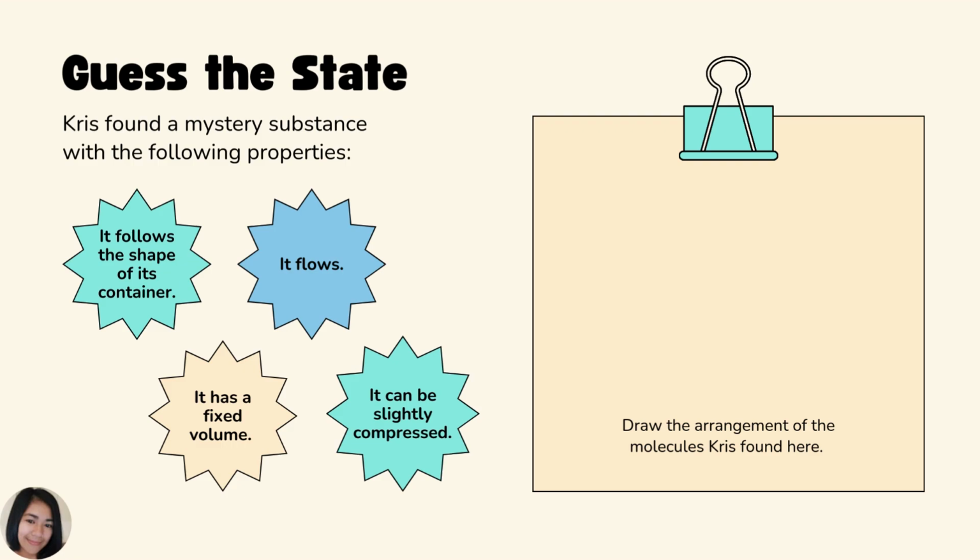Next. So, here I will show you a picture. So, guess the state. So, Chris found a mysterious substance with the following properties. So, ang gagawin niyo dyan, draw the arrangement of the molecules Chris found here. So, I will give you a second to analyze.